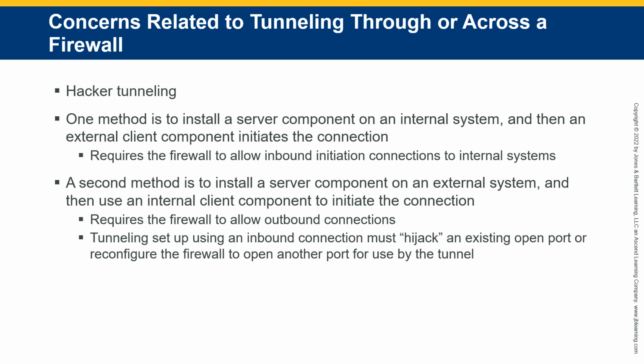The second method is to install a server component on the external system, and then also require an internal client to initiate the connection, like a remote shell or a remote VPN or something, where you trigger the internal client to make its outbound connection, and you just set up that tunneling to hijack that existing port to go through and utilize that.